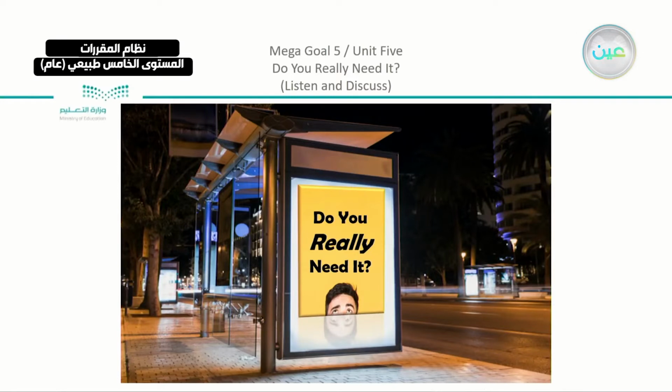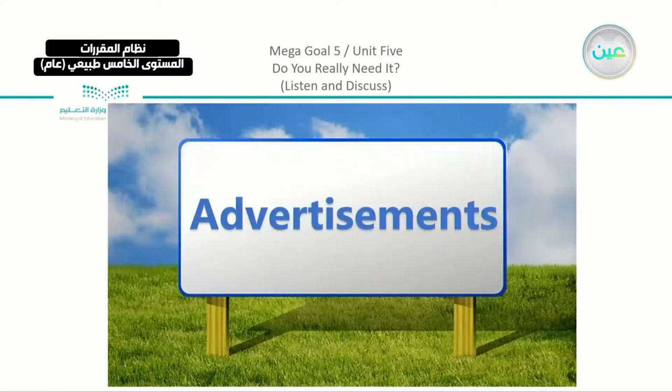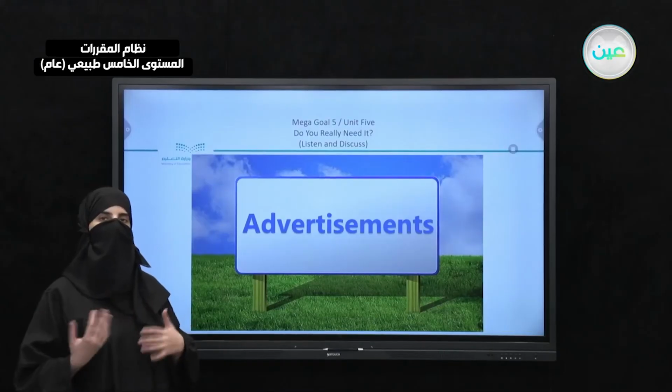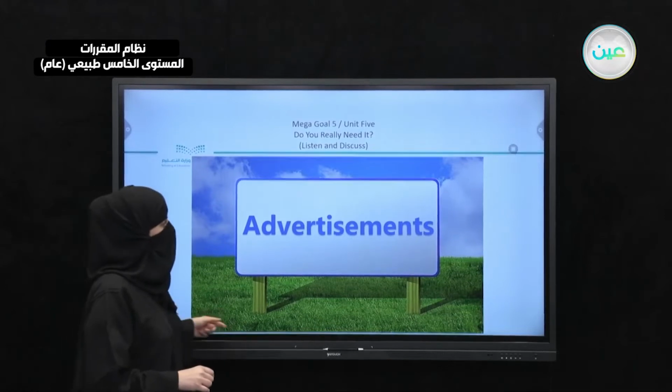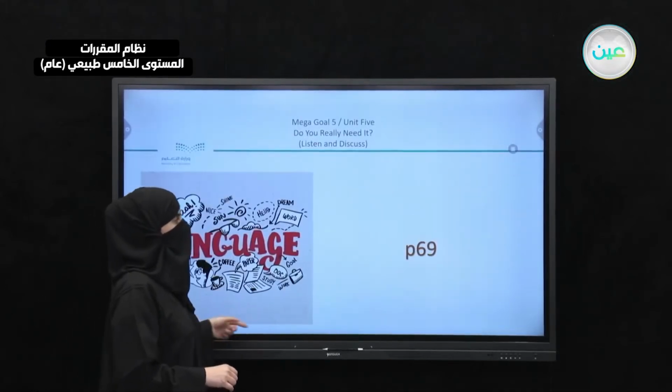And from this picture that you have here, it is about advertisement. So advertisements are the basic topic of our unit. And yesterday we talked about 5 products. They were put in the book as advertisements, and I asked you just to answer the main questions that you have in the book.